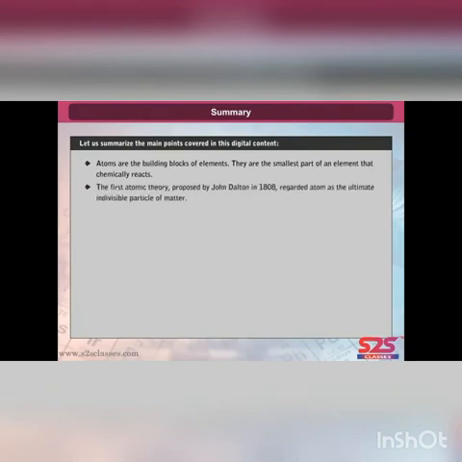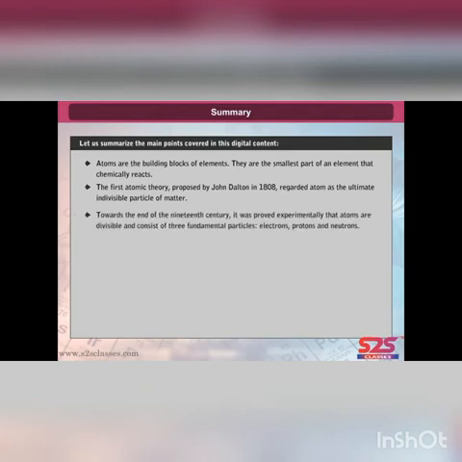Let us summarize the main points covered in this digital content. Atoms are the building blocks of elements. They are the smallest part of an element that chemically reacts. The first atomic theory, proposed by John Dalton in 1808, regarded the atom as the ultimate indivisible particle of matter.